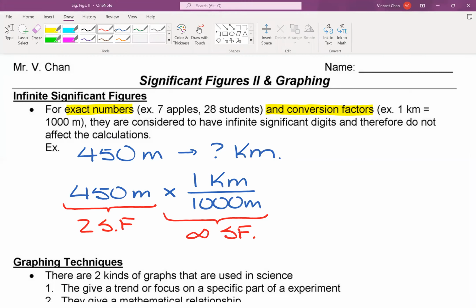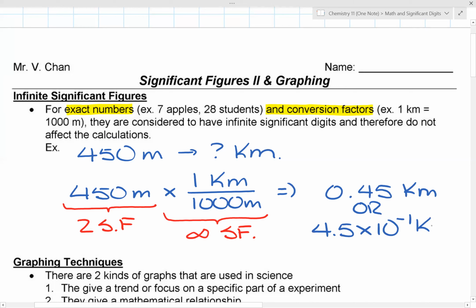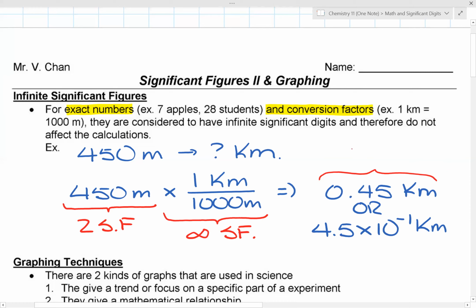So what will happen is my answer should have 0.45 kilometers, or 4.5 times 10 to the negative 1 kilometers. Both of these have 2 sig figs, because of the 2 sig figs in the original question. And that's what we mean by infinite sig figs, because the 1,000 meters in 1 kilometer is a set value. There is zero uncertainty.